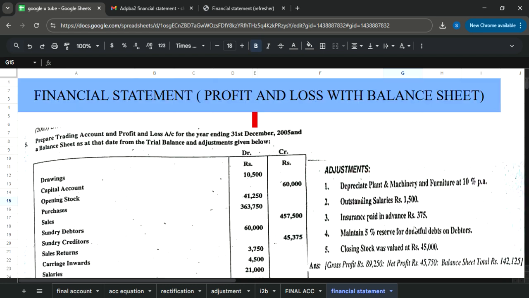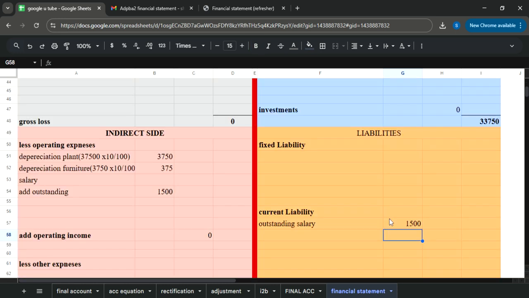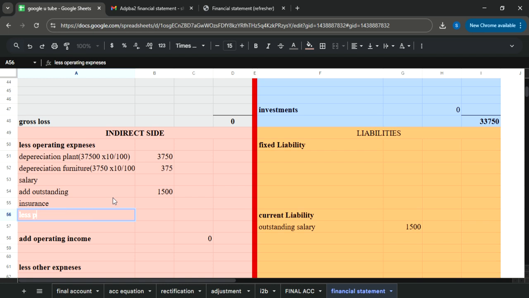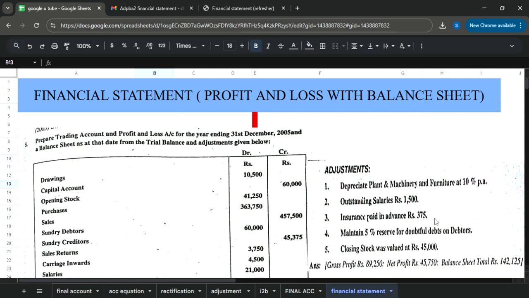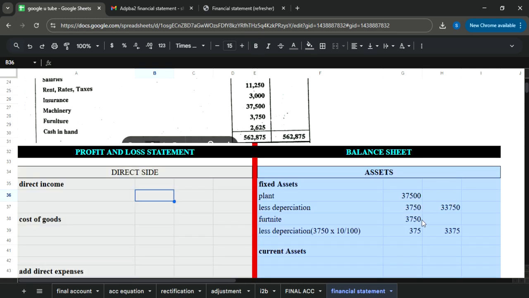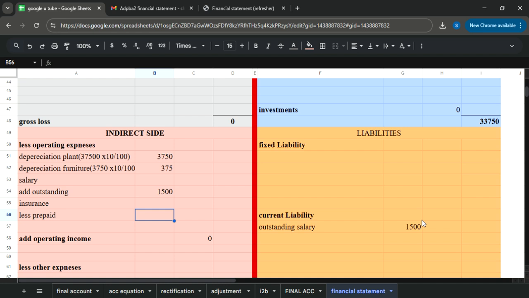The next step is to see insurance paid in advance. Look at here, paid in advance. This is prepaid. Insurance again is your expense. So you will mention over here insurance, and since it is prepaid, that would be subtracted. Prepaid insurance. Now we'll see how much amount of prepaid is, that is 375. So here you will mention 375.